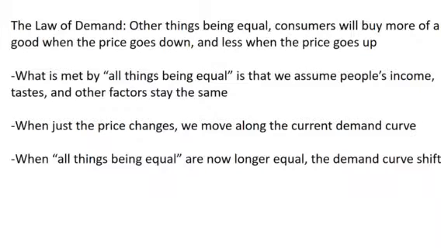So a little bit of review because we've already talked about the law of demand. The big thing to remember is that all else equal, or ceteris paribus, is that we are going to assume that people's incomes, tastes, and other factors are staying the same when we talk about the law of demand. And if any of those things change, then you're going to actually cause a shift to the demand curve versus actually just moving up and down the demand curve as the law of demand would say.